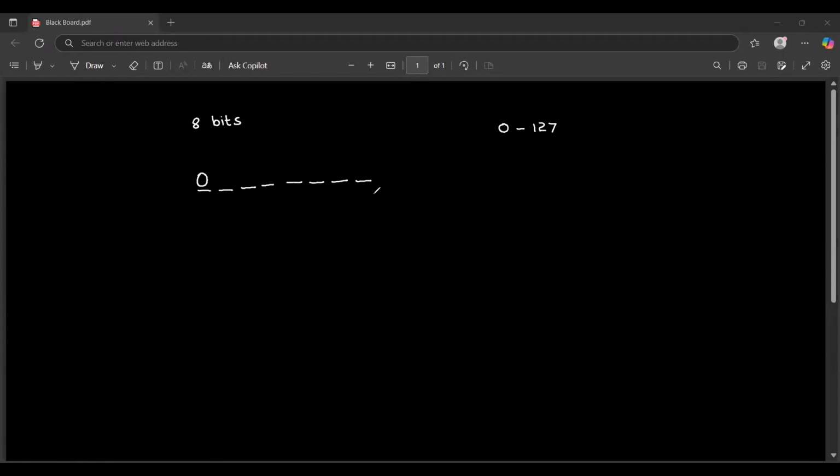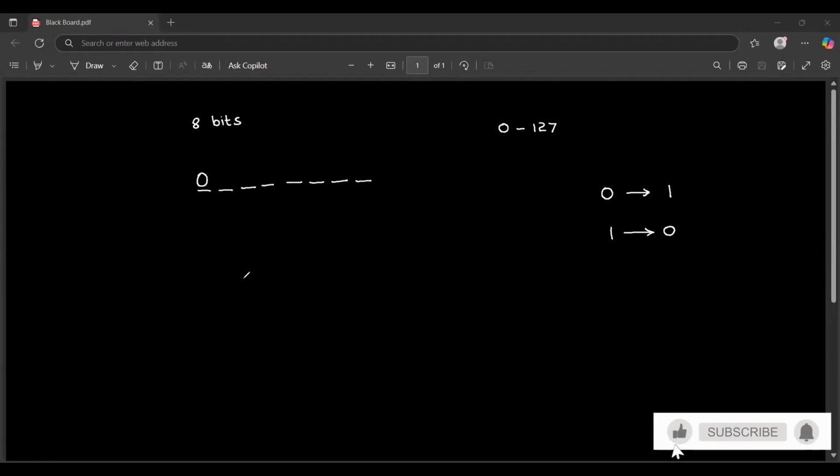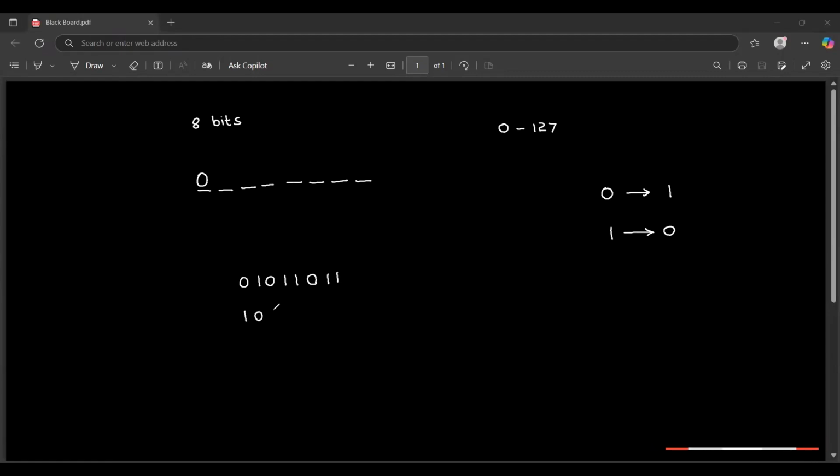For negative numbers, what happens is you will just inverse the number. What am I saying by inversing a binary digit? Let's say we have 0. The inverse of 0 is 1, and for 1, the inverse is 0. So let's say you have a number like 0, 1, 0, 1, 1, 0, 1, 1. The inverse will be 1, 0, 1, 0, 0, 1, 0, 0. That is what we call the inverse of a given number.